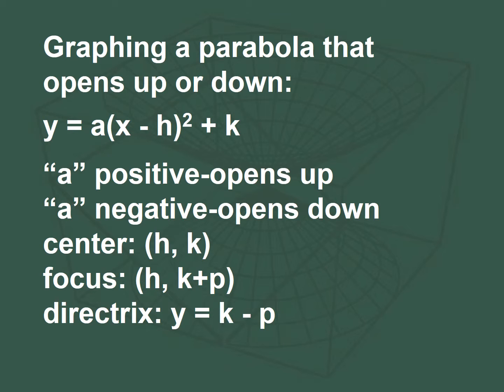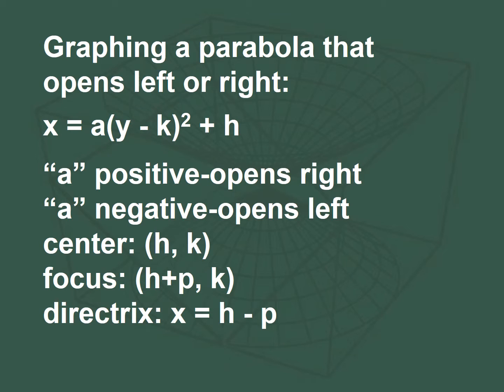Now, your directrix is a horizontal line, and it's going to be below your focus. So it's going to be whatever that k value is, but down the p distance. So your directrix is going to be equal to whatever your k value is minus p.